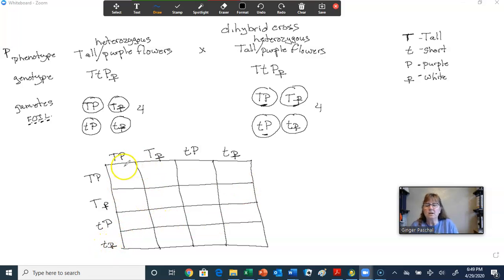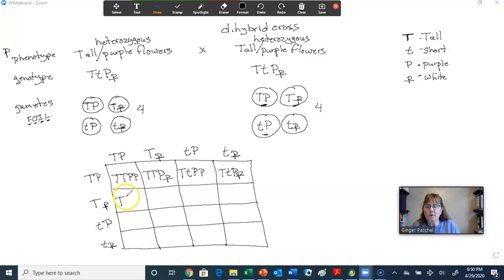Now we're going to fill this in just like a multiplication table. So we have a capital T and a capital T. We have a capital P and a capital P. We have a capital T, capital T. We have a lowercase p and a capital P. So we always put the capital letter of the pair first. So we have a lowercase t and an uppercase t. The uppercase t is going to go first, and 2 capital P's. So we have an uppercase t and a lowercase t, and we have an uppercase p and a lowercase p.